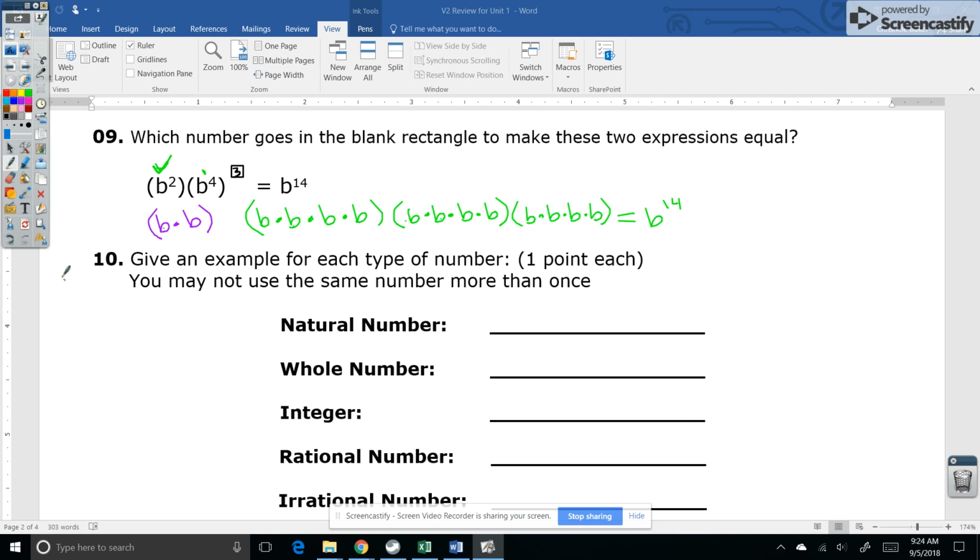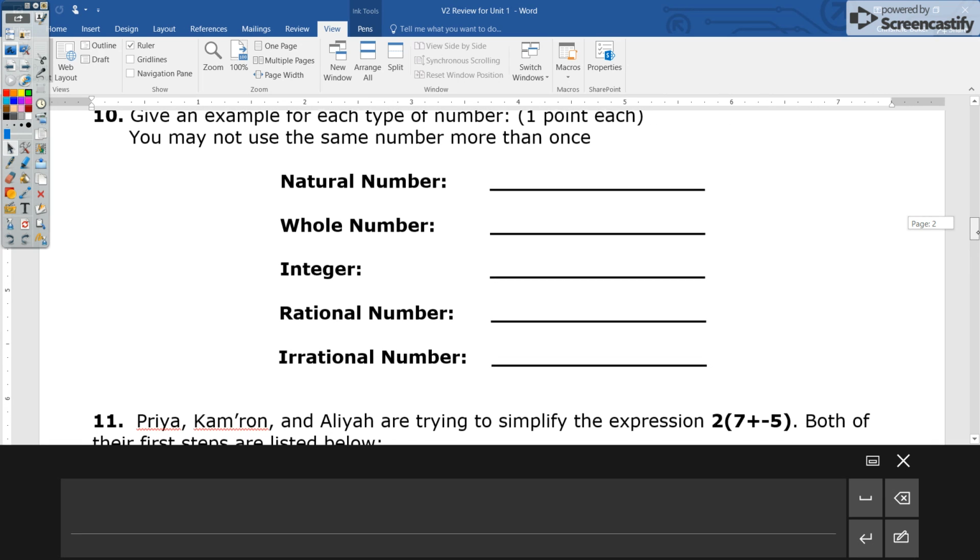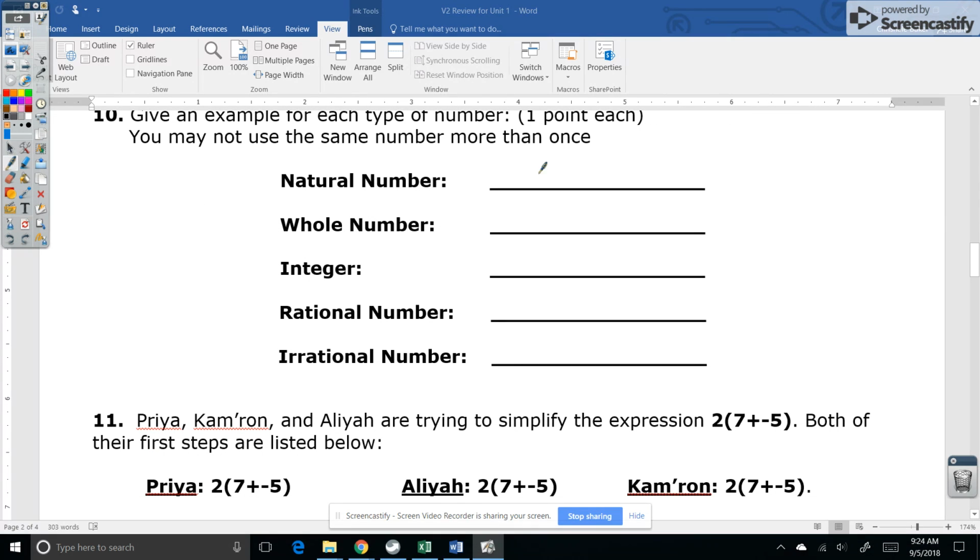Now, there are a ton of things that I could write in this next section. Natural numbers, 1, 2, 3, 4, 5. I can go forever. Whole numbers, same thing, but I get to start with 0. 0, 1, 2, 3, 4, 5, 6, 7, forever. Integer, everything I just wrote, but also including the negatives.